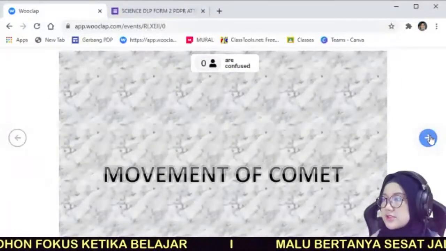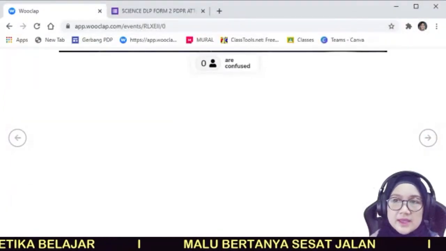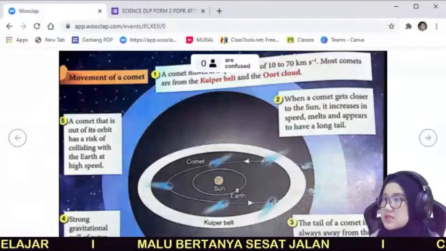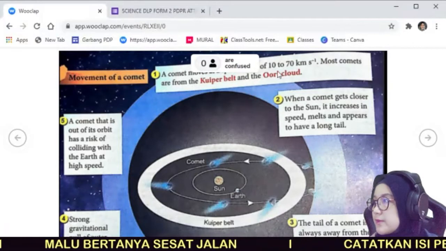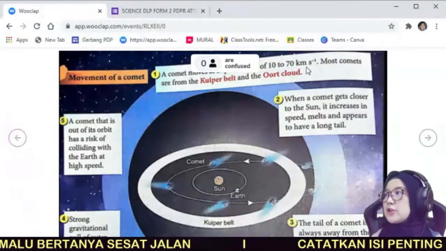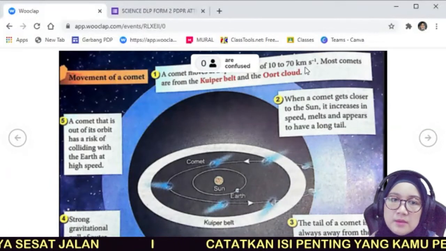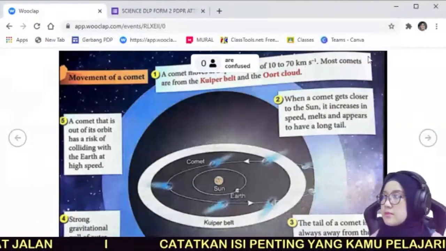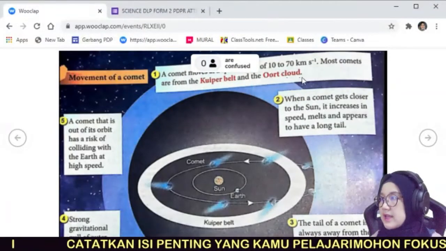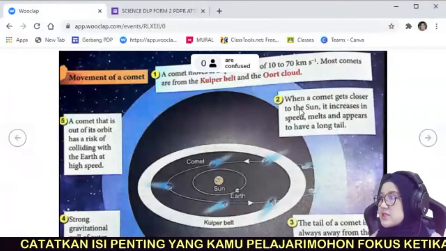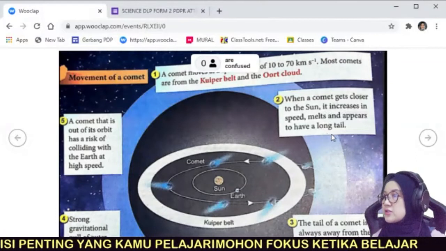Okay. So then movement of the comet. So the comet is the largest one. So how does the comet move? Okay, this illustration shows the movement of comet. Comet moves about 10 to 70 kilometers per second. Compared to asteroid and meteoroid, comet moves faster. Most comets are from the Kuiper belt or Oort cloud. When a comet gets closer to the sun, it increases in speed, melts, and appears to have a long tail.